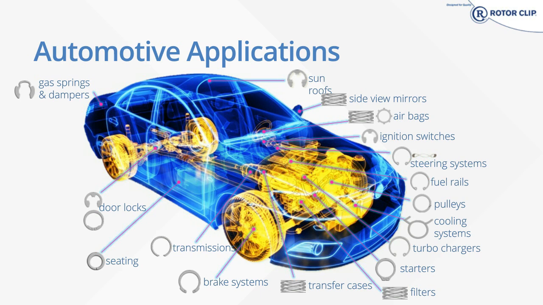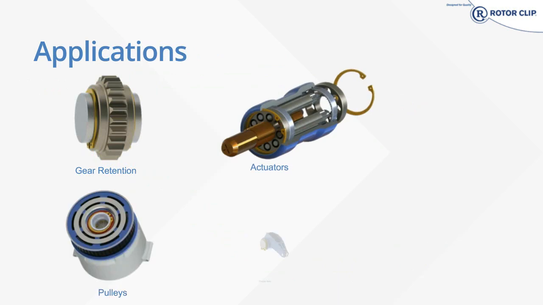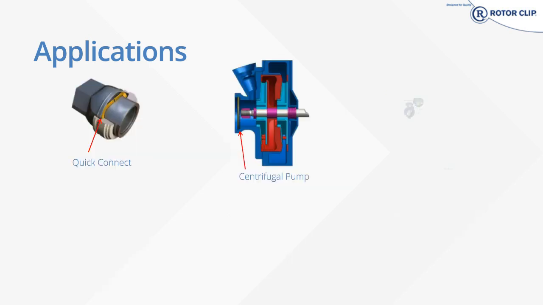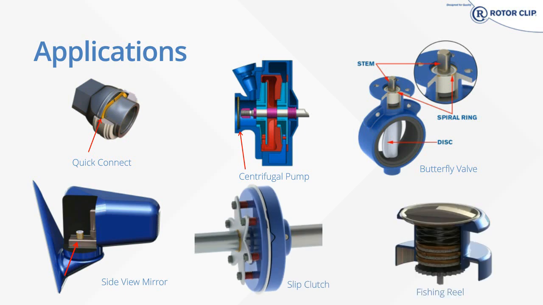A couple examples of applications are gear retention, actuators, pulleys, rocker arms, electric motors. We really like that electric motor picture. Quick connects, centrifugal pumps, butterfly valves, side view mirrors, my personal favorite, when you're walking through the parking lot and you knock into someone's mirror and it turns inward instead of just completely breaking off like they used to. The mechanism controlling that is a wave spring in most cases. And then finally slip clutches and fishing reels, and that's just to name a few.